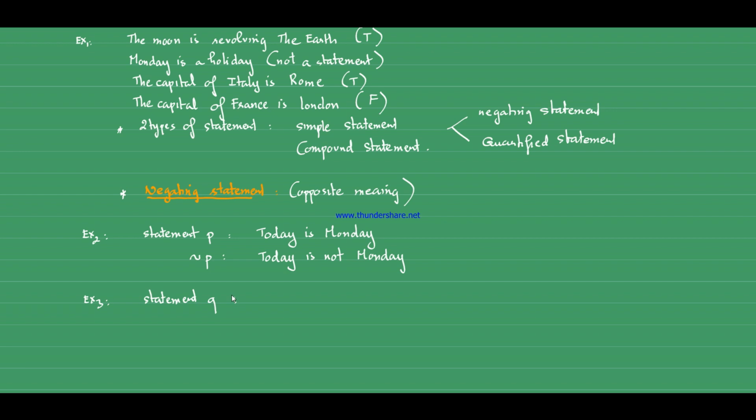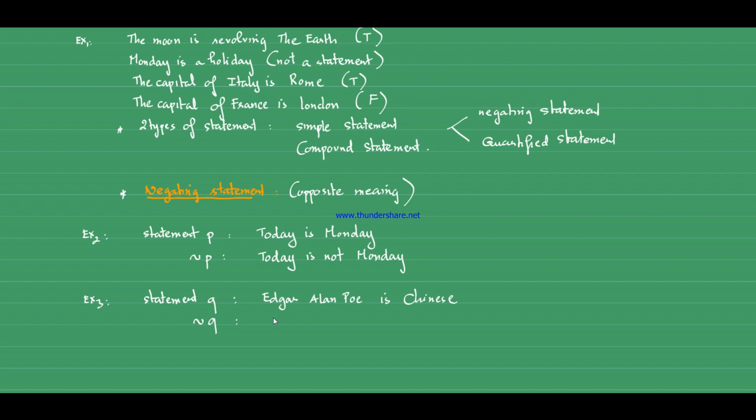I can say, Edgar Allan Poe is Chinese. I know this is false already, right? Edgar Allan Poe is not Chinese, but I want to negate it. To create a negating statement, I put the tilde in front of the statement Q.